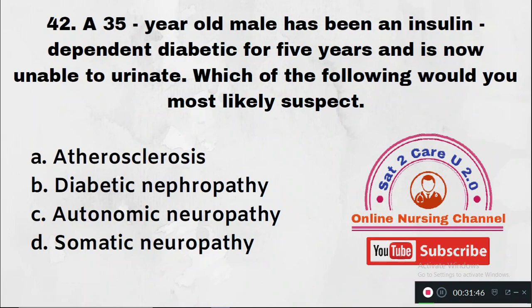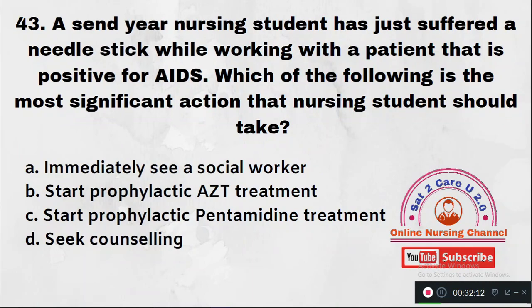For this client, we can expect the complication of diabetes to be autonomic neuropathy. Option C is right, which can affect the bladder. As a result, the client cannot pass urine very easily. The bladder cannot contract because of autonomic neuropathy. Question number 43.